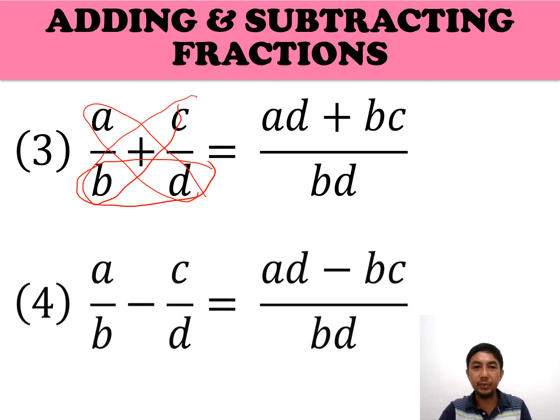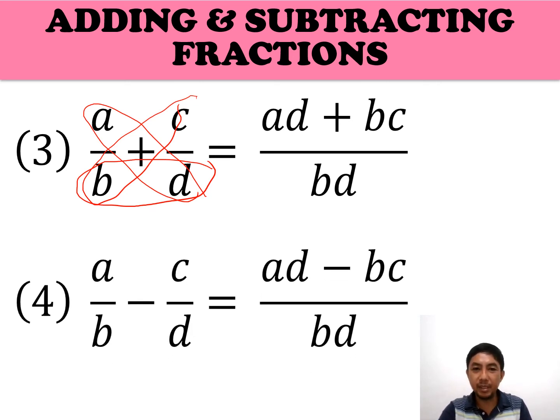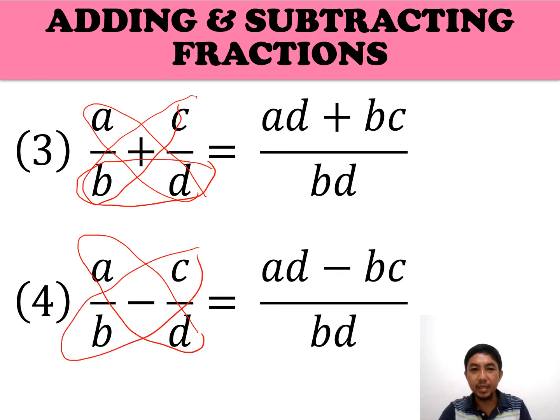Likewise, for subtraction, ganun din. But please be careful po. Ito dapat ang mauna. A times d is ad. B times c is bc, and then you put the subtraction sign all over b times d. So you are given bd.